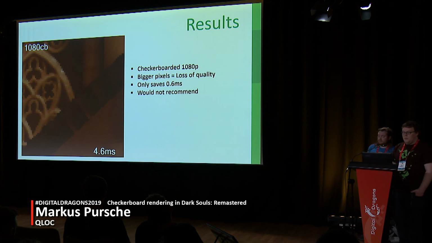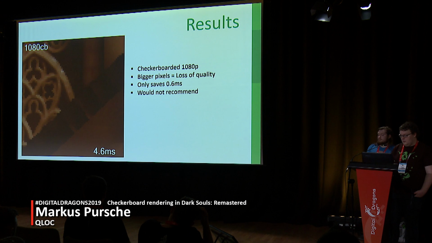Here we have 1080p with checkerboarding. Because 1080p has bigger pixels, it means that we have less data during the checkerboard resolve. So compared to high resolutions, we get a bigger loss of quality. This also only saves 0.6 milliseconds, stemming from the fact that the shading rate is not the bottleneck at this resolution. All in all, I would not recommend using checkerboard rendering in 1080p. It is only included here to compare results. But yeah, here you can see the difference between them.